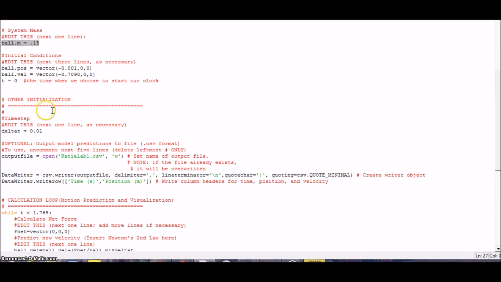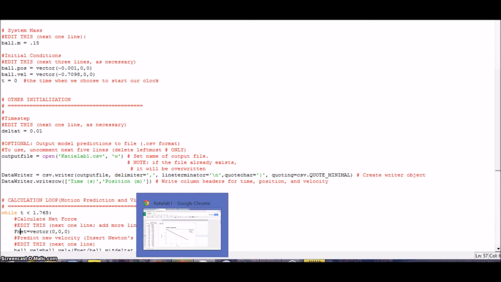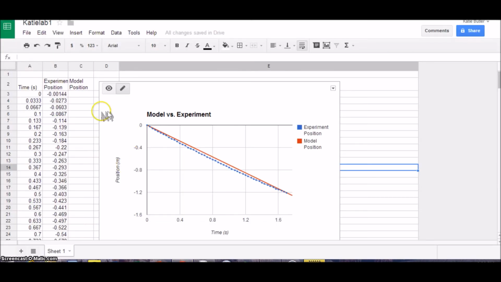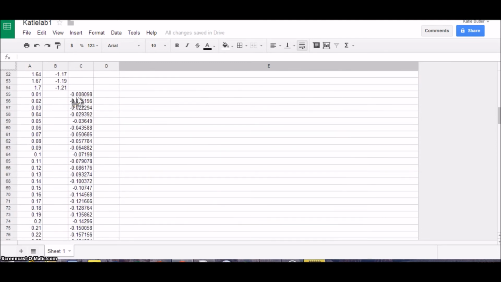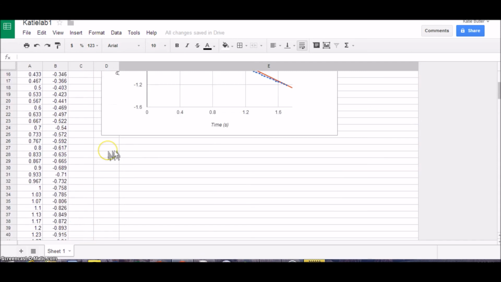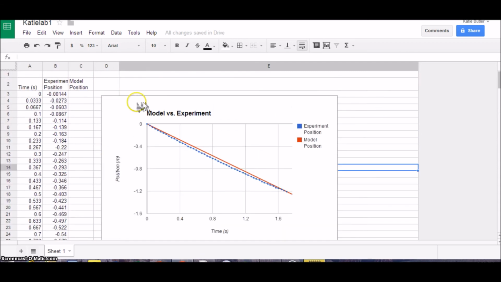I then extracted the data from this computational model in order to put its data into Google Sheets along with the experimental model's data. The experimental model's data vary slightly, meaning the net force was not exactly 0. The ball could have been accelerating due to friction or air resistance. The computational model illustrates that the ball moves with constant velocity in the negative x direction, since the line has a constant negative slope.